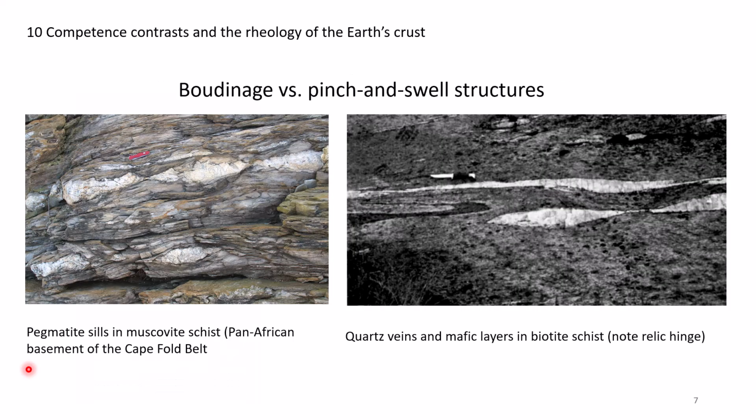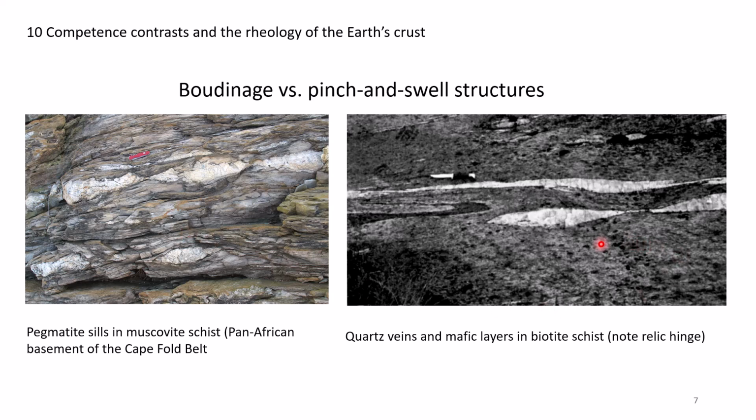Here we see sills of pegmatites hosted in muscovite schists, and we see pinch and swell structures, and we see boudins. But we see that the interface angle between the schists and the pegmatite boudin is highly acute. So this interface angle is a very small angle, and that indicates a low competence contrast. The pegmatite is more competent, but not much more competent compared to the hosting schists under the conditions of deformation.